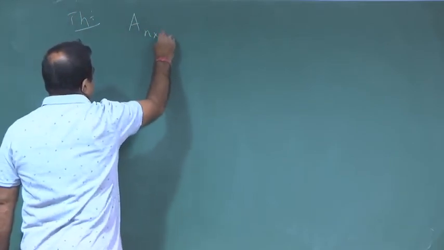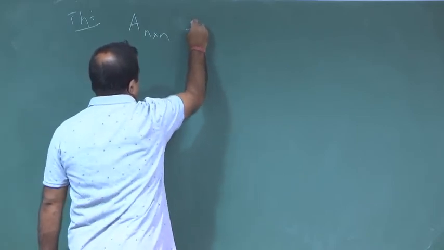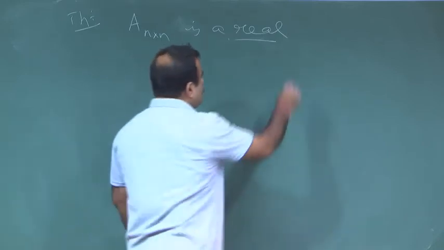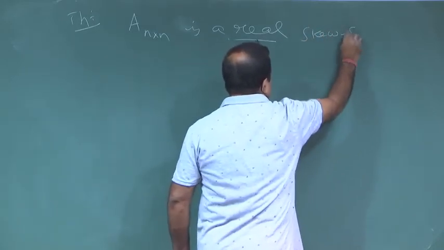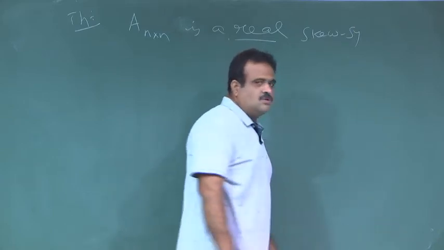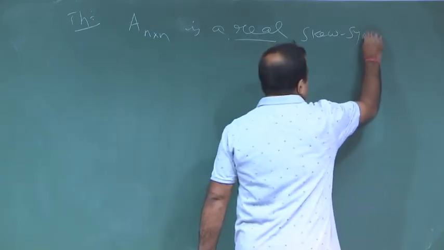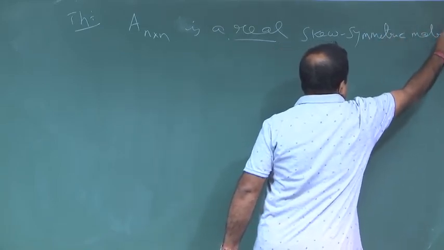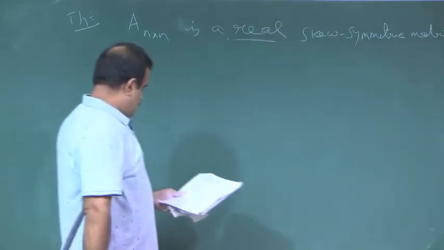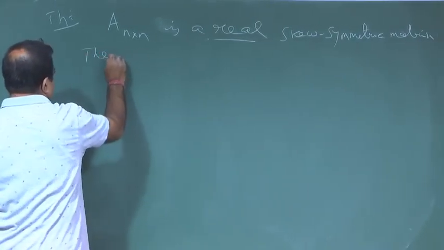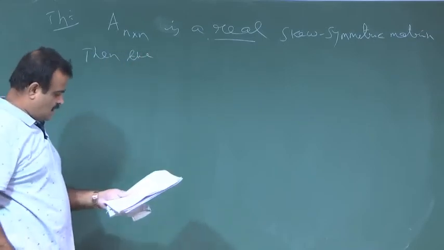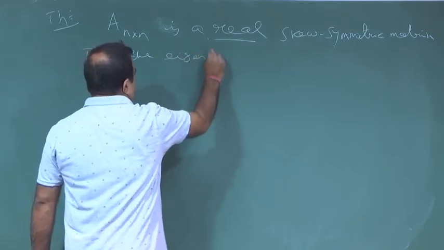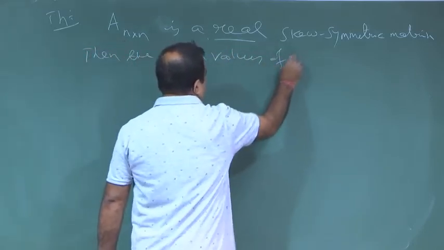Let A be an n by n matrix which is a skew symmetric matrix, but the coefficients are real. It is a real skew symmetric matrix. Skew symmetric means I will define that. Then the eigenvalues of A are either purely imaginary or 0.